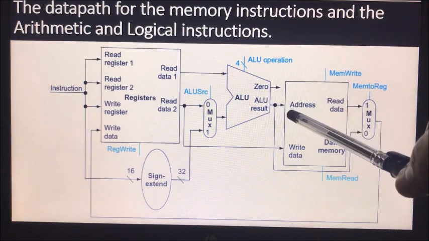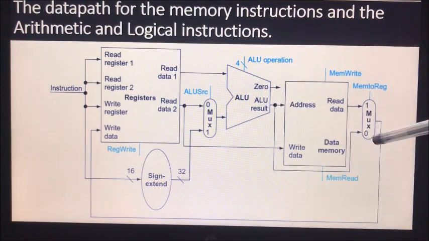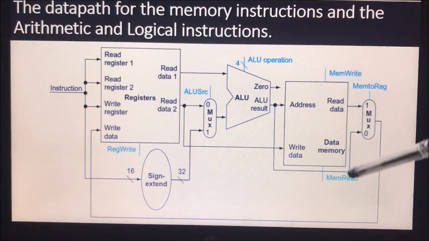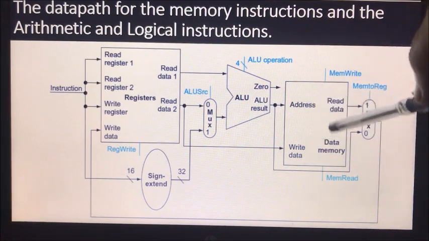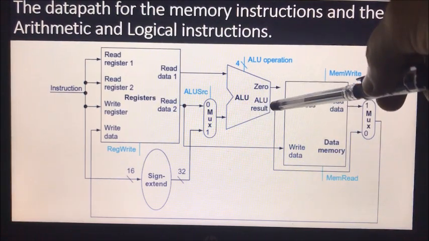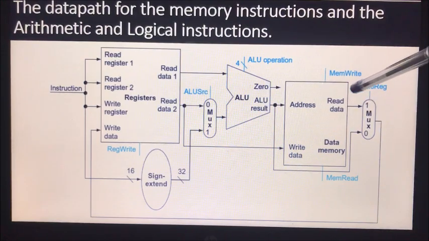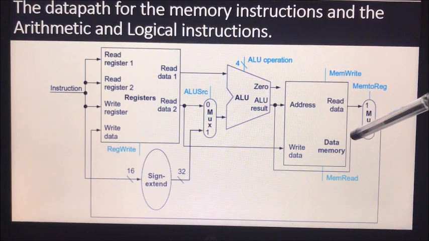Because the ALU result is given either to the data memory or to the multiplexer, if we disable both memory write and memory read, obviously the data memory will not consider this ALU result as its input. So the ALU result will behave as the input to this multiplexer only, because the data read is not there. Even if it is there, memory to register will help us select the 0th input of the multiplexer as the output of the multiplexer. This is the data path design for memory instructions and arithmetic and logical instructions.